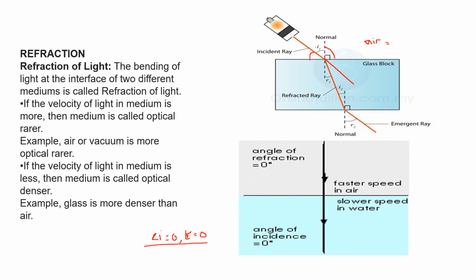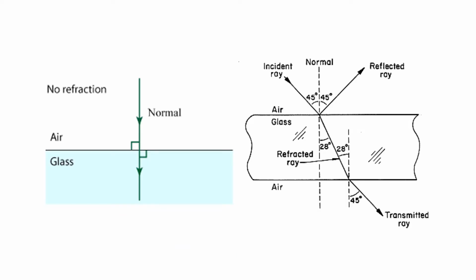Okay, when can this happen? This can also happen when the two media have the same refractive index. Now we are going to tell you about refractive index. Here there is no refraction because the incident ray is perpendicular to the surface. The surface is a boundary between the air and the glass. Over here the incident ray is perpendicular to the surface, so there is no refraction.